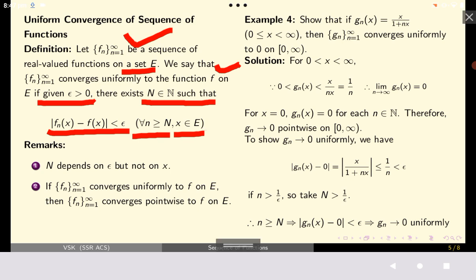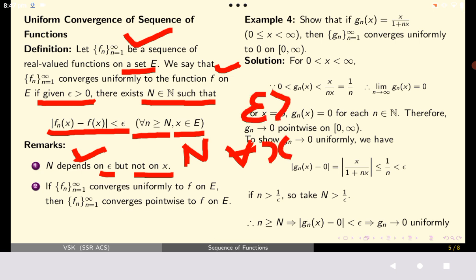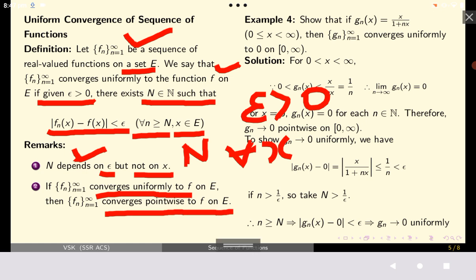What is the difference between pointwise and uniform convergence? So remark: here N depends only on epsilon but not on x. That is, we can find a uniform N for all x and for a given epsilon greater than 0. So if fn converges to f uniformly, then fn converges pointwise to f on E. That is very clear.